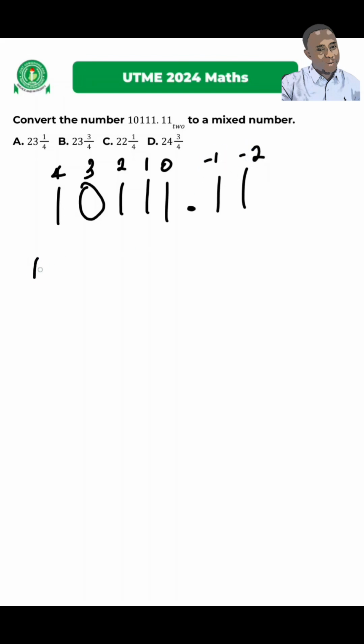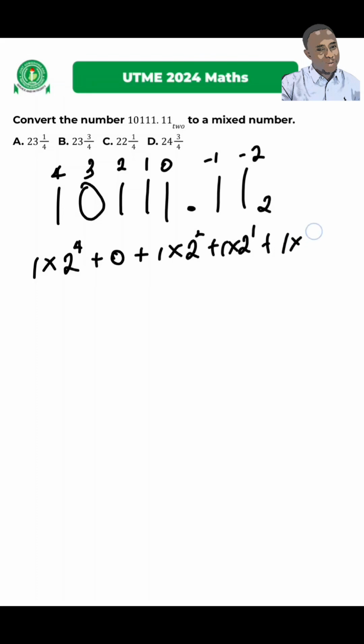So I have 1 times 2, because that's the base, to the power 4, plus 0. I don't have to multiply that 0, it will still be 0. Plus 1 times 2 to the power 2, plus 1 times 2 to the power 1, plus 1 times 2 to the power 0, plus 1 times 2 to the power -1, plus 1 times 2 to the power -2.